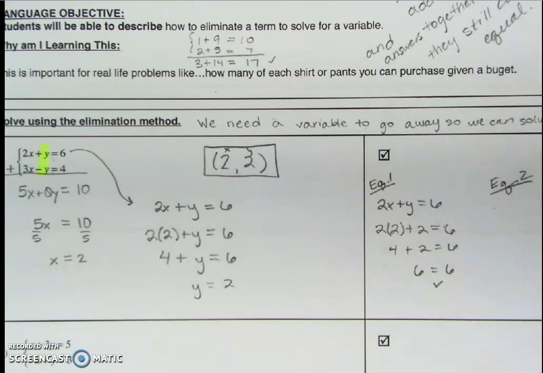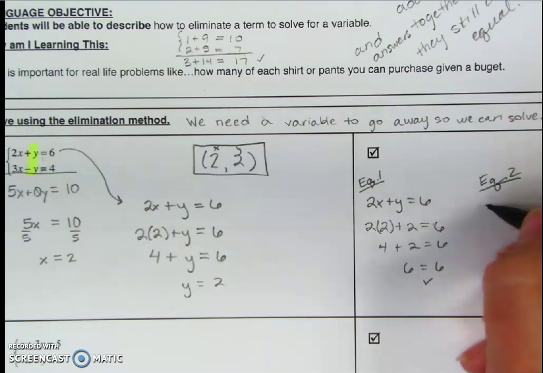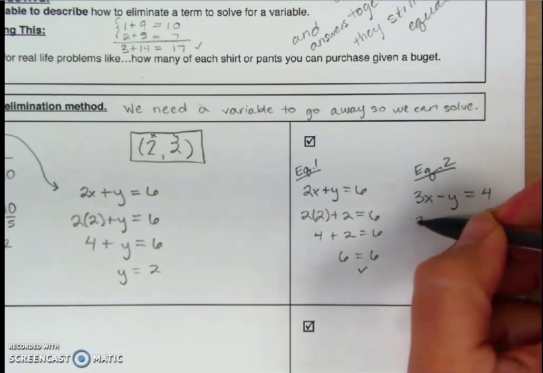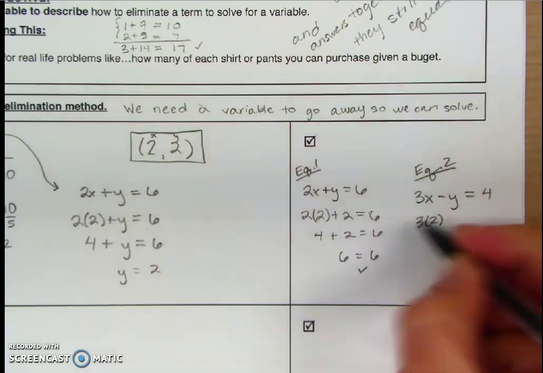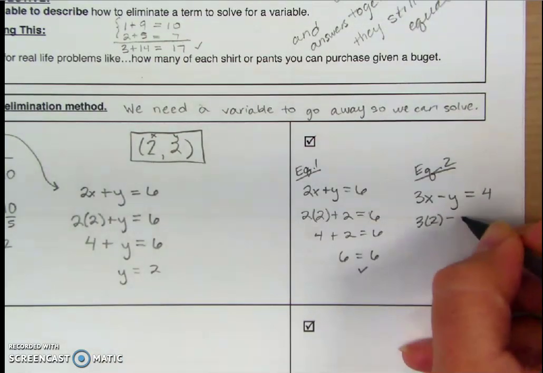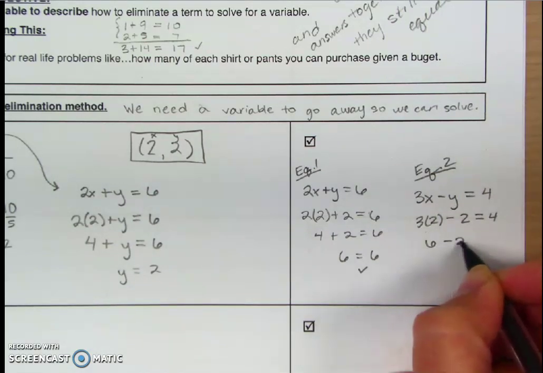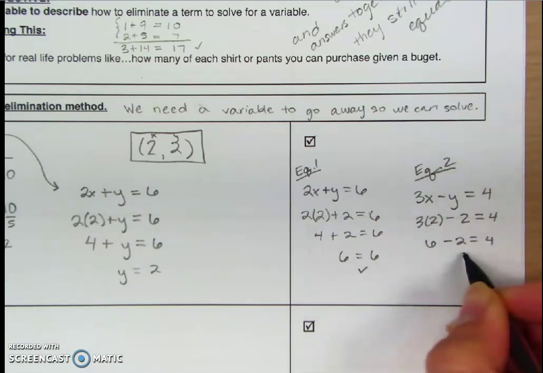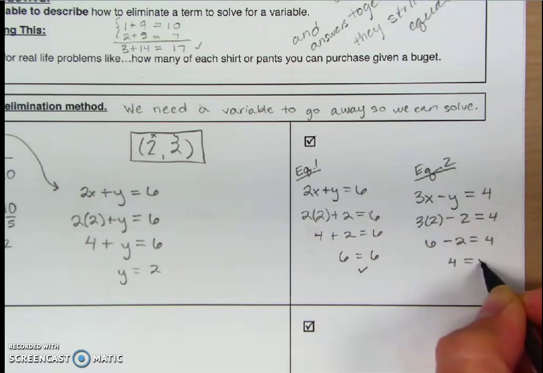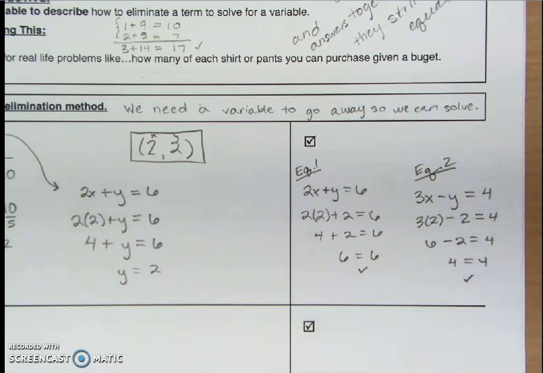But it has to also work for the second one. So equation 2 is 3x minus y. 3 times x minus y should equal 4. So that means 3 times my x is 2 minus my y is 2 should equal 4. 3 times 2 is 6. Bring down the minus 2 equals 4. And 6 minus 2 is 4. So that works out for the second equation as well.